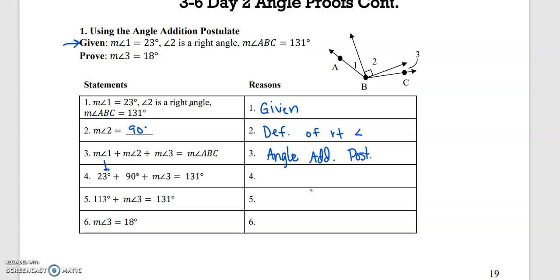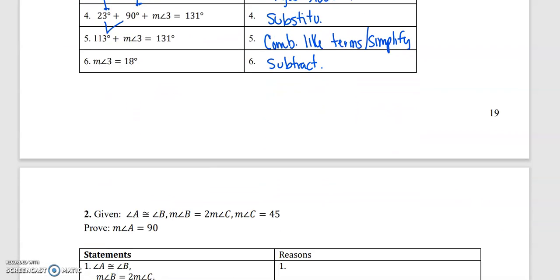Next, we're replacing, and when we replace, that is called substitution. Then we are combining those together, so either combine like terms or simplify. And then finally, we are doing the subtraction property of equality to finish up.